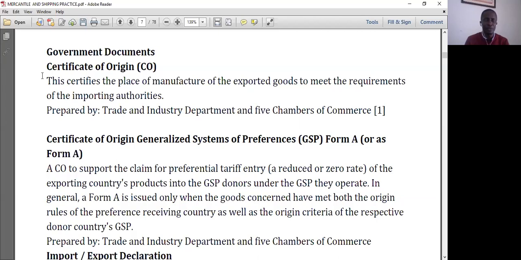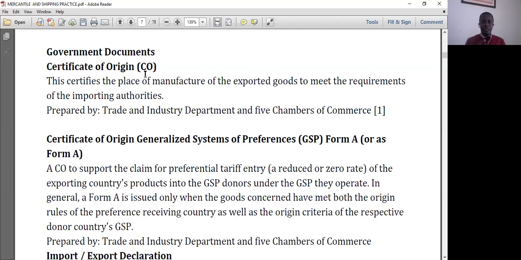Then we have government documents. One of them is the certificate of origin. This normally is a requirement to state the country from which the cargoes originated, or the country from which they are obtained. It is very important because in most cases it is used by customs to determine the level or type of inspection to be carried out on a given product, because some countries are known for maybe terror attacks or bad names in export. They almost fall in the category of blacklist.